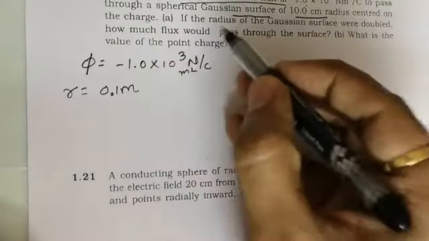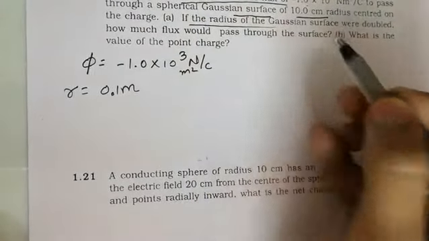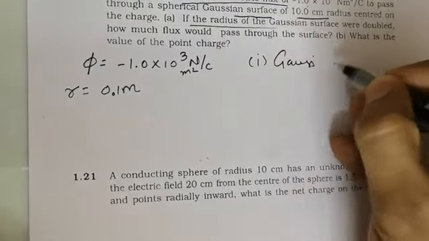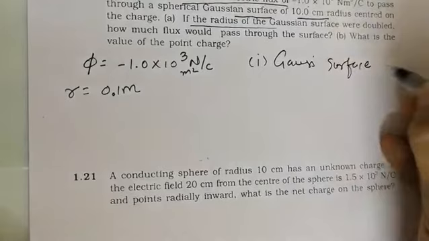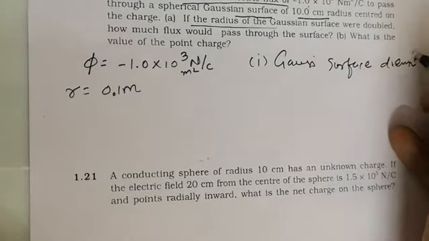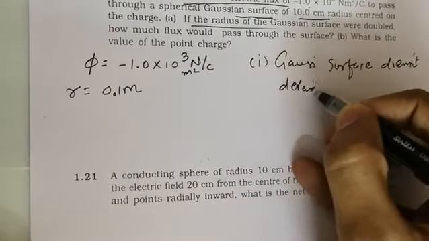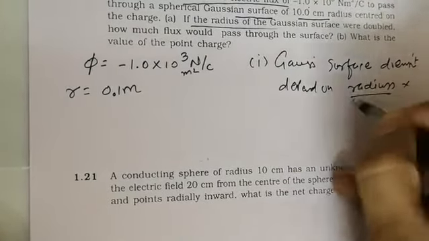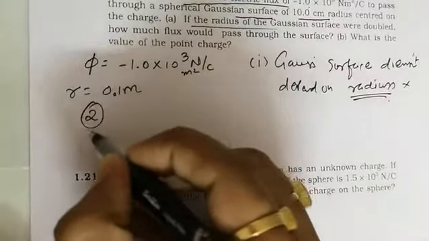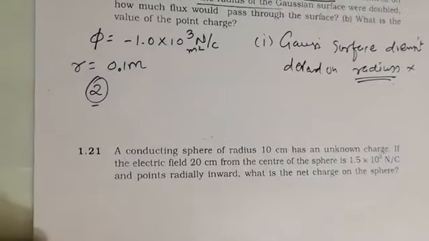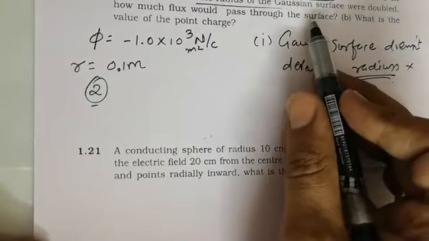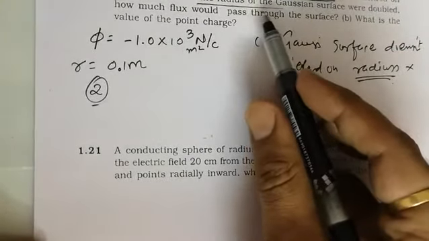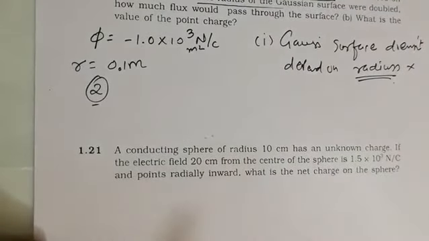Very first question: if the radius of the Gaussian surface were doubled, we can write that a Gaussian surface doesn't depend on its radius. So there is no question, you can directly boycott such type of question. If the radius is doubled or tripled, there is no effect on the Gaussian surface, because the Gaussian surface does not have a relationship with the radius.